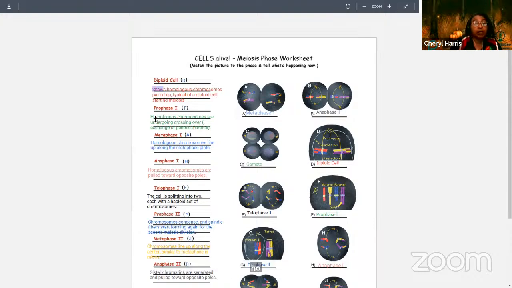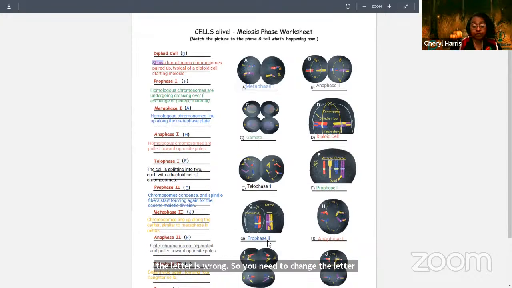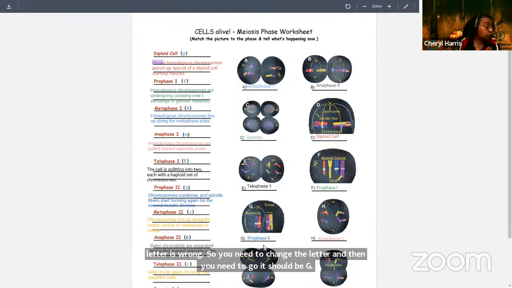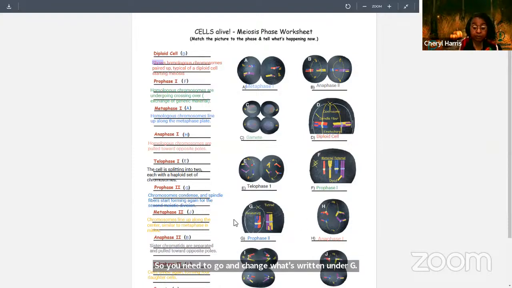All right, prophase 1, homolog chromosomes undergoing crossing over. Okay, so again, what you wrote for prophase 1 is correct. The letter is wrong. So you need to change the letter, and it should be G. So you need to go and change what's written under G, because your picture label doesn't match your description.